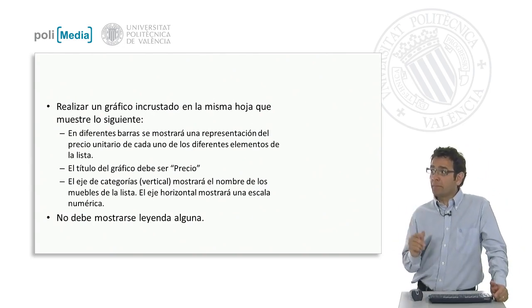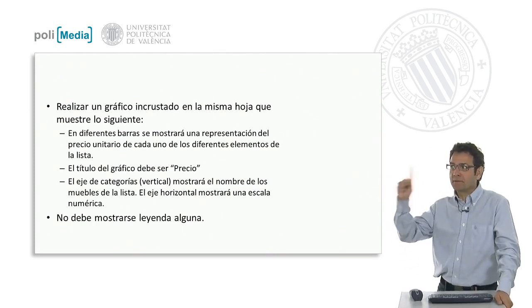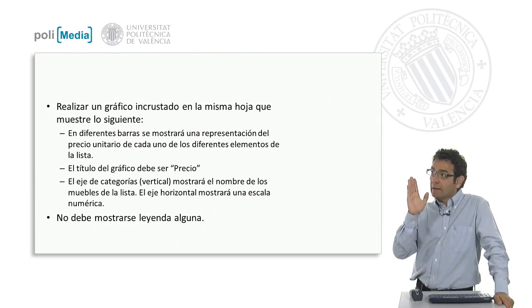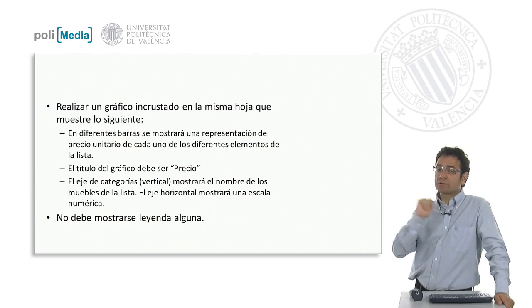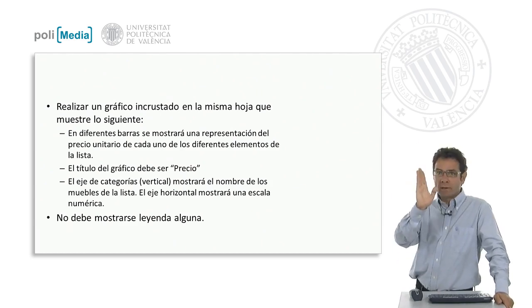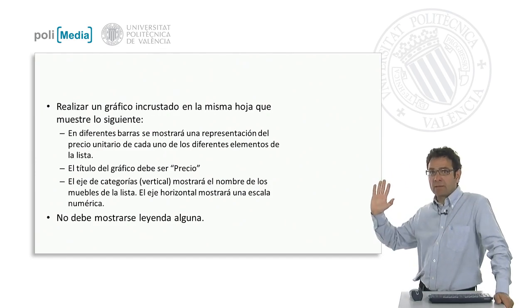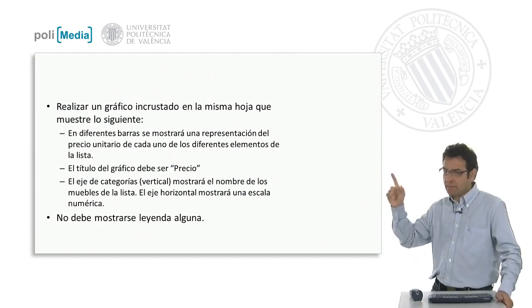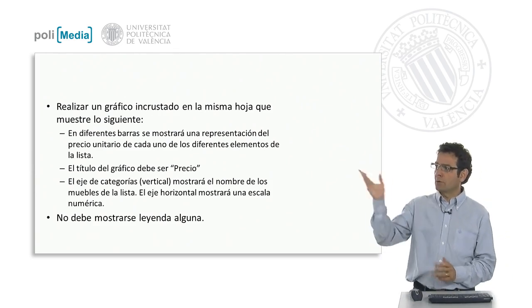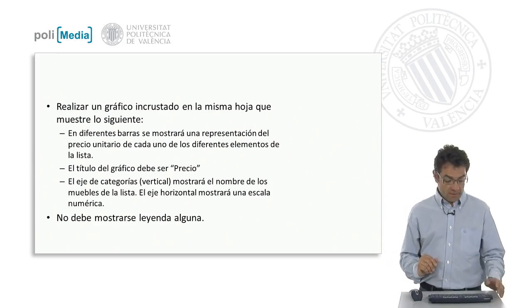That is, for each type of furniture, the unit price, what one unit costs. The title of the chart must be price and the vertical categories axis must display the name of the furniture in the list. That is, it is a bar chart, not a column chart, because the vertical axis is the one that is going to have the number of furniture and the bars will run to the right, and so too will the highest price, which logically will have a higher value. There should be no legends.